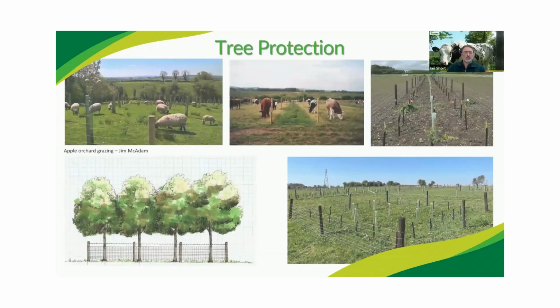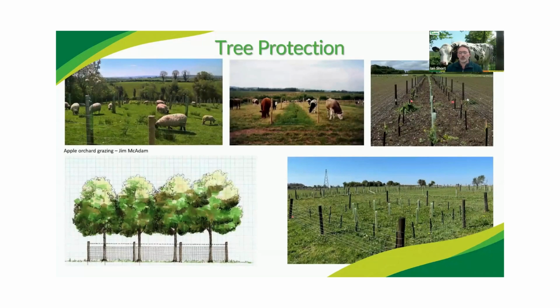And then we can also look at protecting trees as groups. So in the top center there, you can see an alley that's been protected, and that is protected with double wire and double strand electric fencing. This is from about 20 years ago, and that was in Johnstown Castle in Teagasc. And that was quite an effective and quite cost-effective form of protection as well.